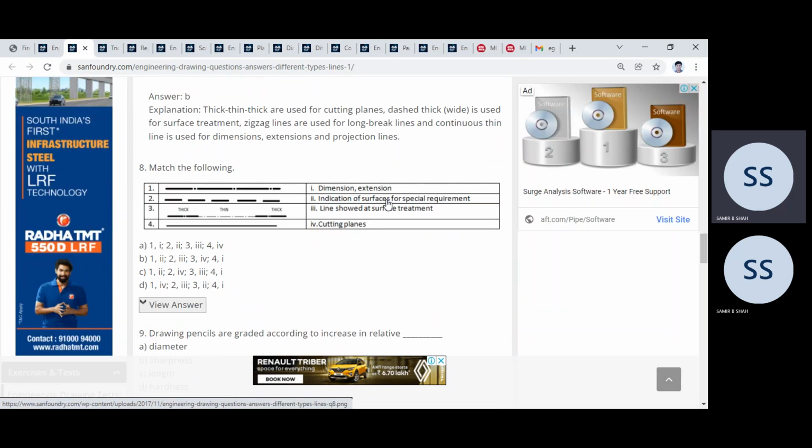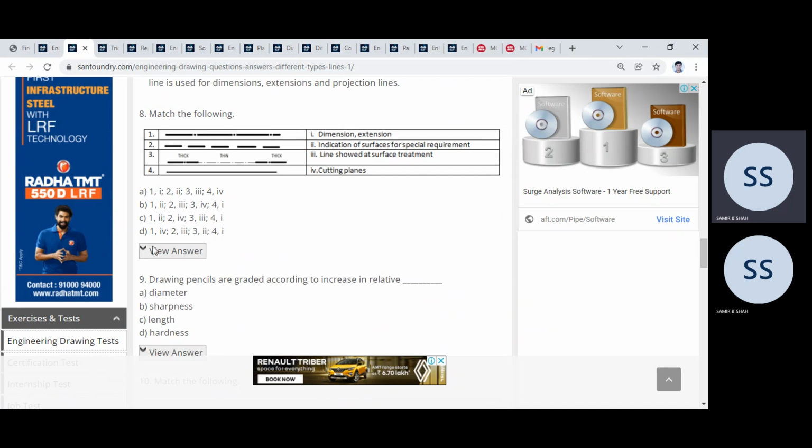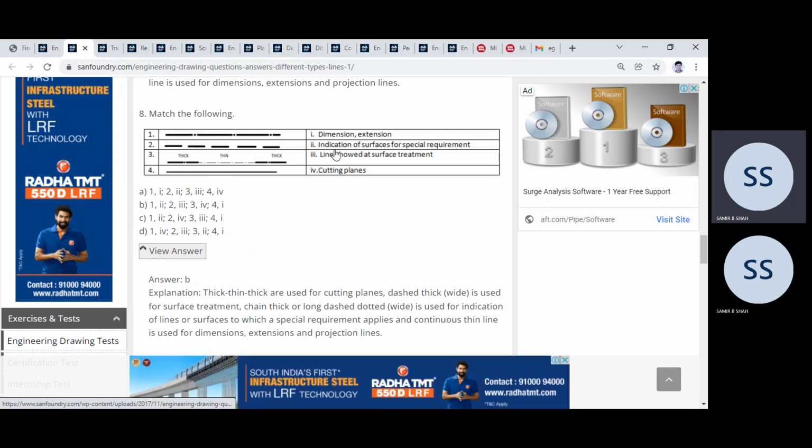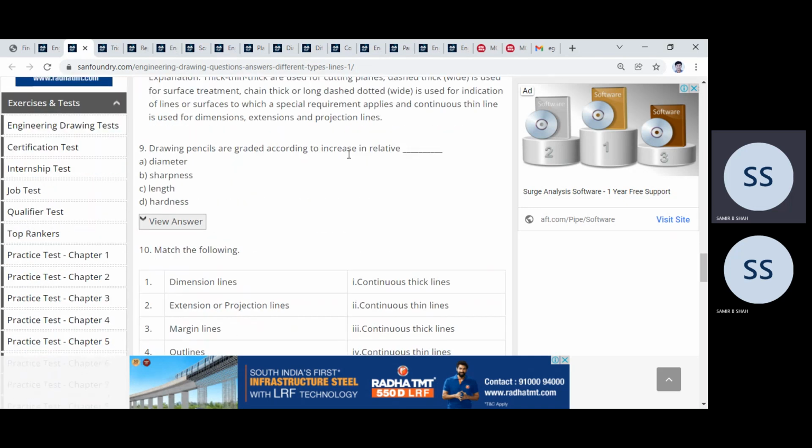Next one, in the same way, is a very easy question, so let's try to solve it. The first one, indication of surfaces of special requirement. Then the second line may be used for the line showing surface treatment. The third line may be used for the cutting plane, and the fourth line may be used for dimension and extension.